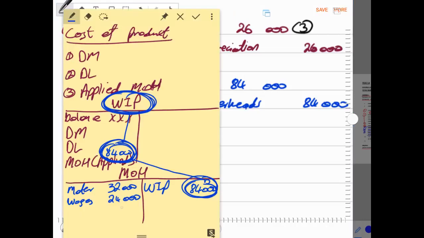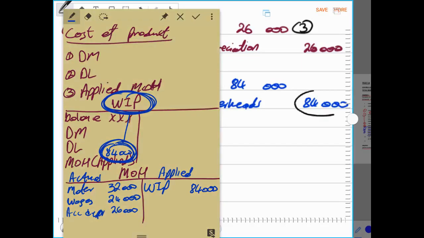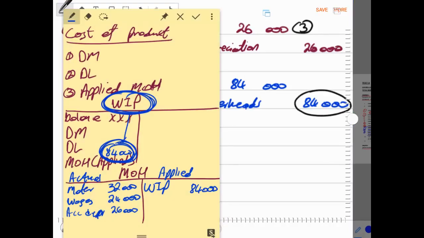So now, meaning 26,000 rands must have been recorded on the debit side, and that could have been recorded as accumulated depreciation. So now, these are what we call actual manufacturing overheads. These are actual, meaning on the debit side of your manufacturing overheads ledger account, you record actual manufacturing overheads. But on the credit side, you record applied manufacturing overheads. Remember, applied manufacturing overheads is that 84,000 rands that we have just recorded, which was also recorded on the debit side of the work in process.